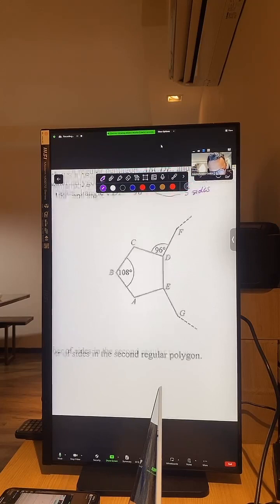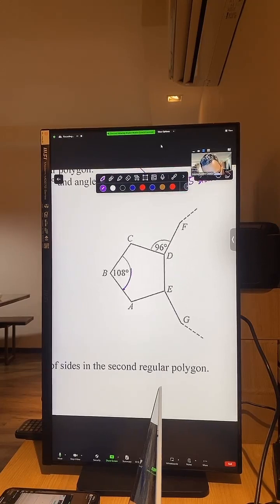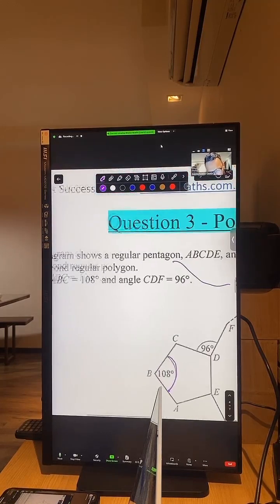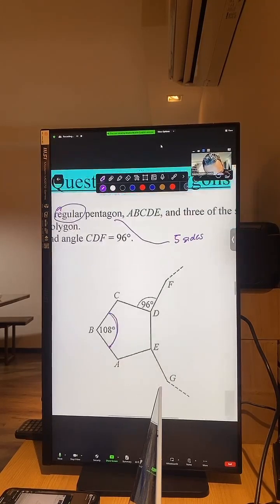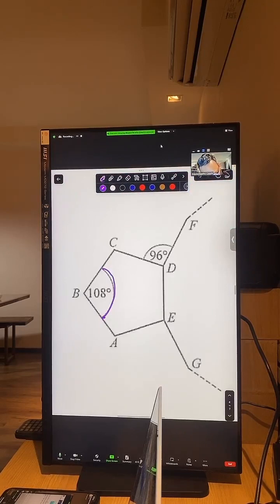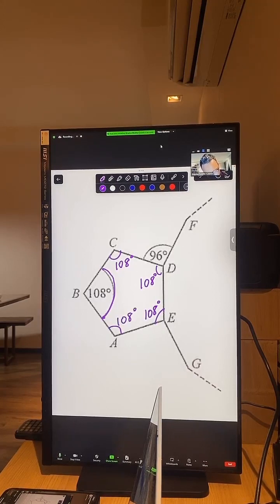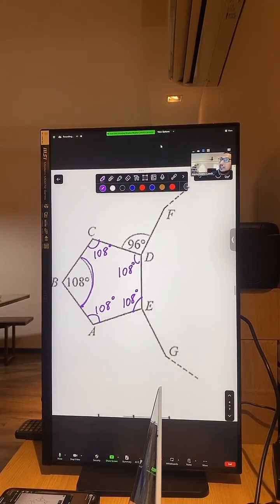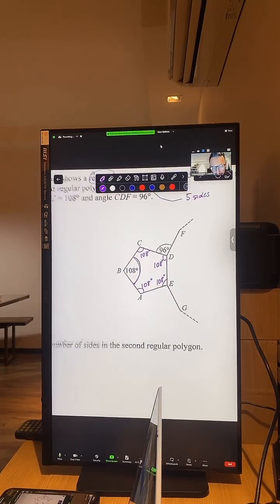Then the angle of the pentagon is 108 degrees. Because it is a regular pentagon, that means, okay, I help you all a bit. This one will also be 108. This one will also be 108. This one will also be 108. And this one will also be 108 degrees. Can you see that? Because this is a 5-sided figure. There's a formula which we'll go through later. But since they tell you that CBA is 108 degrees, therefore all the other angles are also 108 degrees.